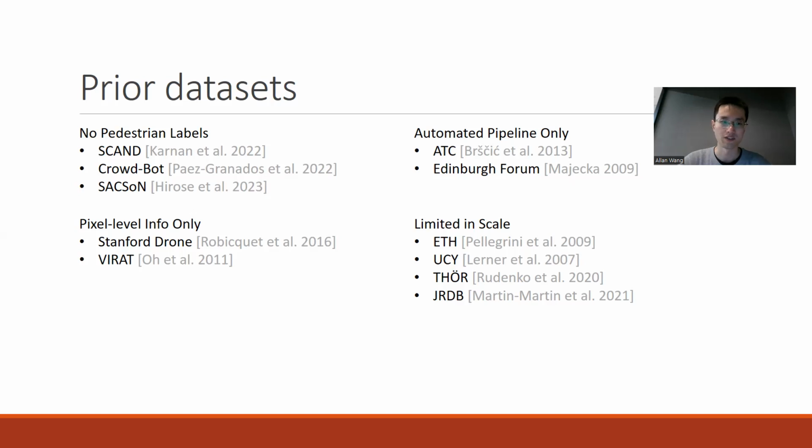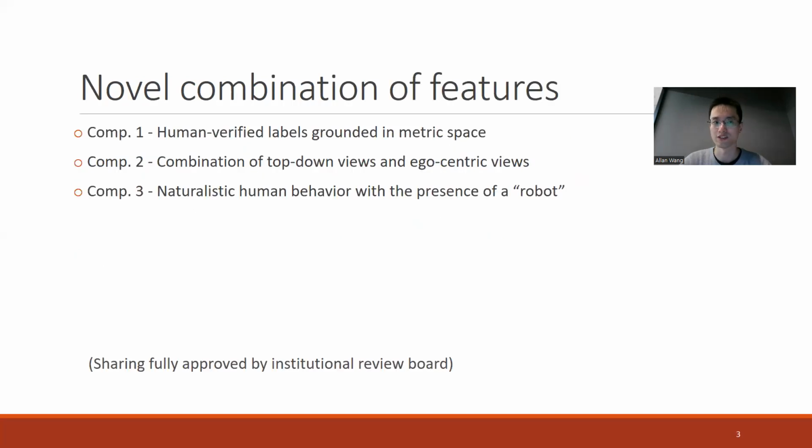In our case, we try to move beyond these limitations while also having a novel combination of three features. We have human verified labels grounded in metric space. We have a combination of top-down views and egocentric views. And we have naturalistic human behavior with the presence of a robot.